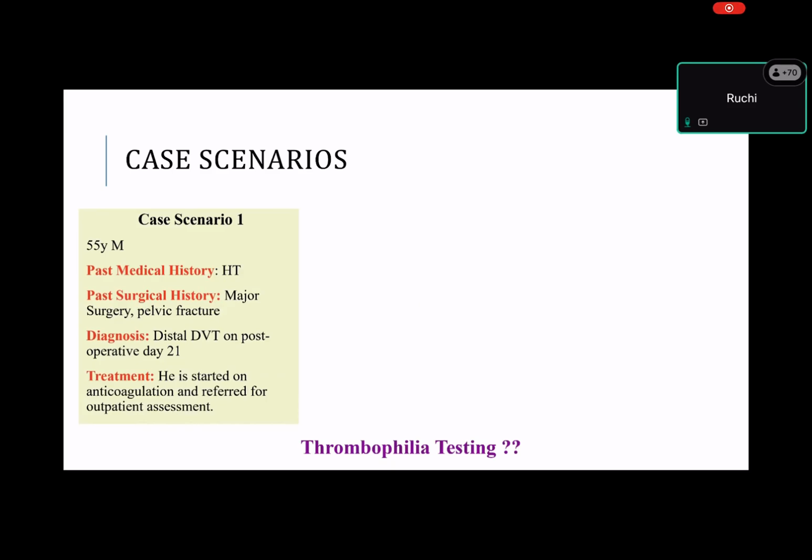Case one is a 55-year-old male, past history of hypertension. He's recently undergone major surgery and there was a pelvic fracture and day 21 post-op he developed a distal deep vein thrombosis. He started on anticoagulation therapy and then referred for an outpatient assessment. So do we need a thrombophilia testing in this patient? क्या हमें इसको करना चाहिए screen for inherited thrombophilia?